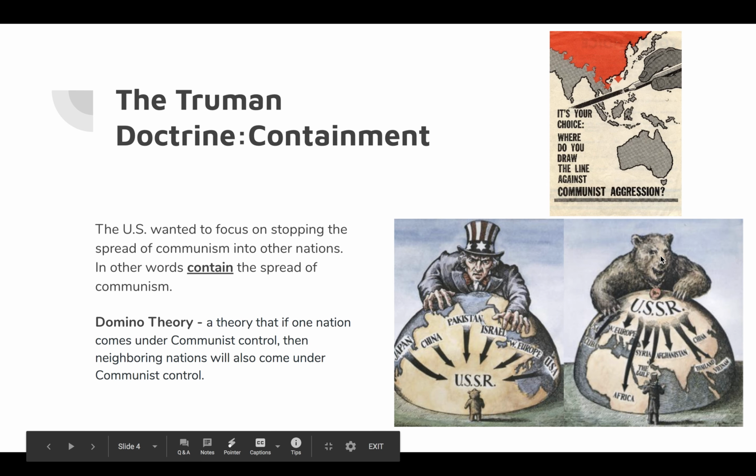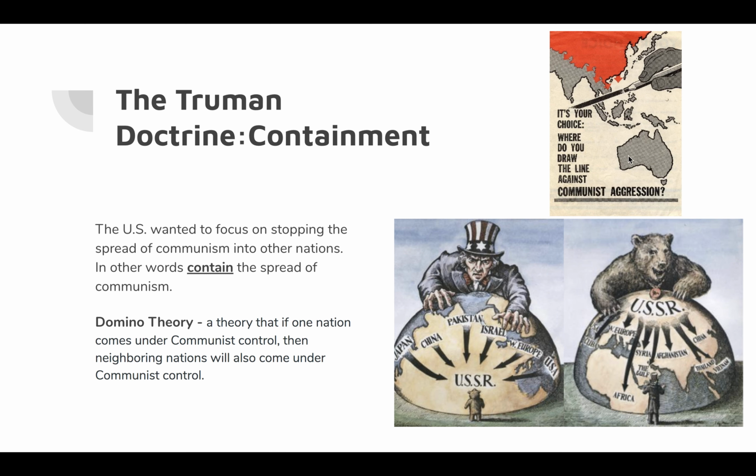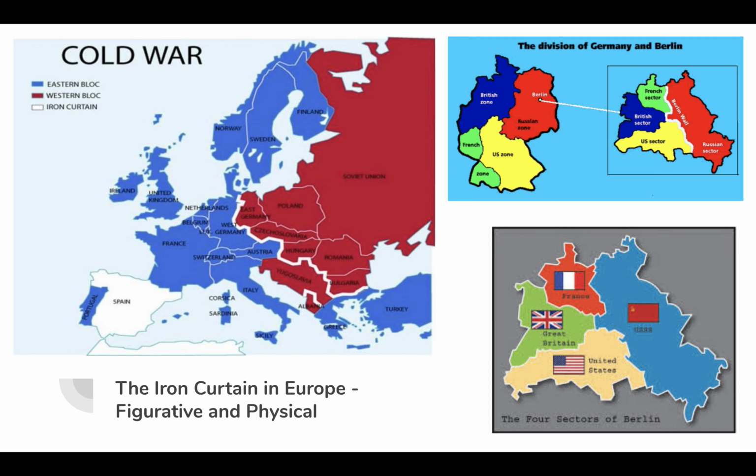And you see in this political cartoon, Uncle Sam is trying to reach as far as possible, and over here, the Soviet Union bear is trying to reach as far as possible. And up here in the top corner, you see a piece of U.S. government propaganda, right? It's your choice. Where do you draw the line against communist aggression? So the U.S. had this policy of containment, following the ideas of the domino theory.